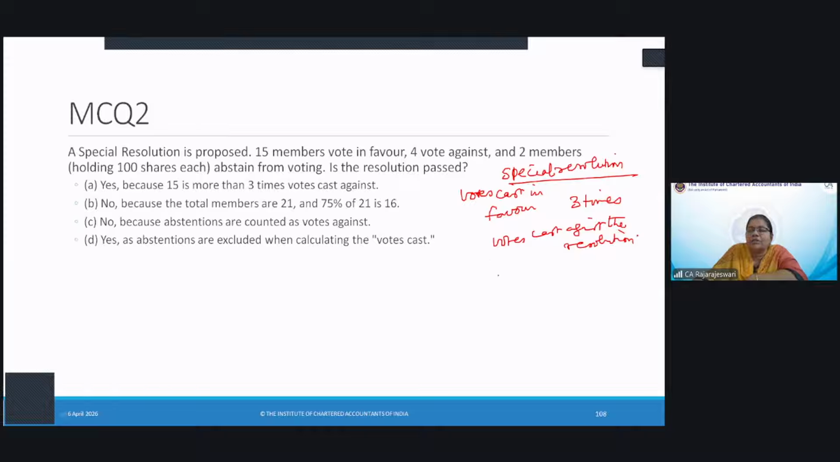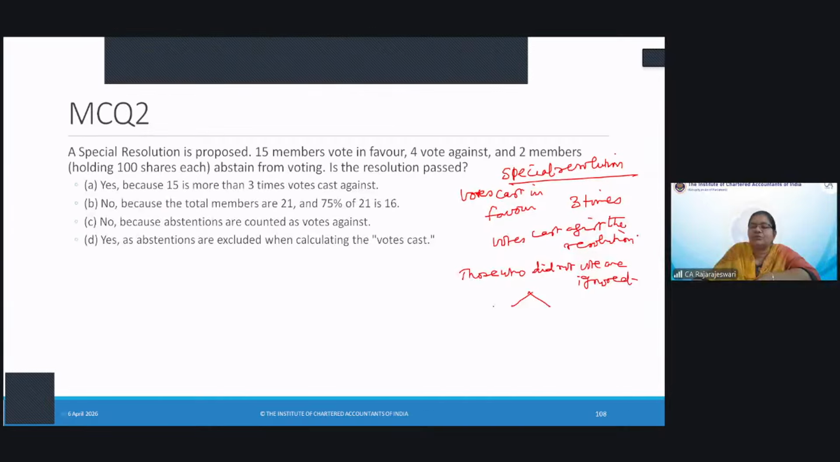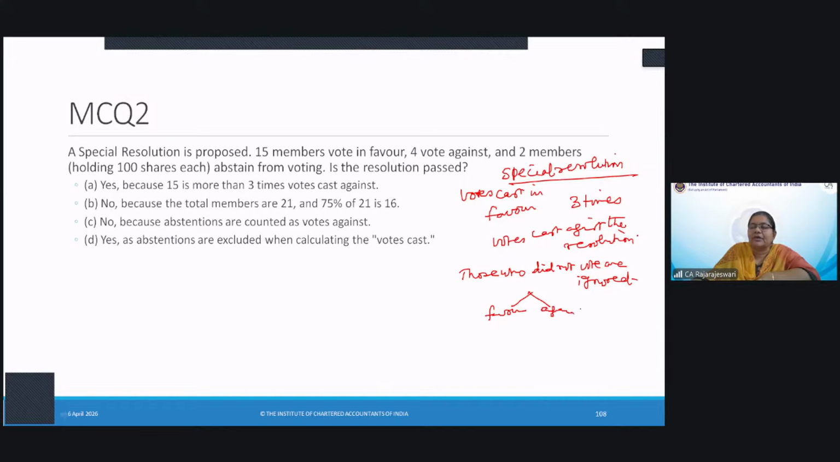You are not bothered about those who did not vote. Those who did not vote are ignored. You don't take them into consideration. We are only concentrating on the members who cast their vote in favor of the resolution or against the resolution. Only these two things we are bothered about.